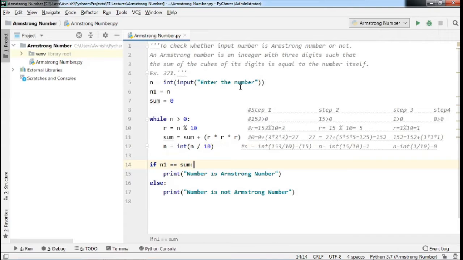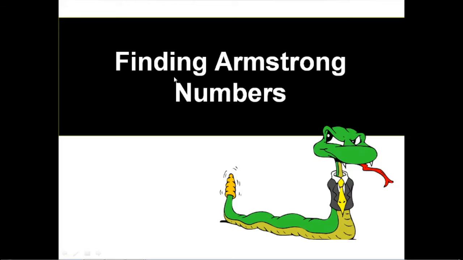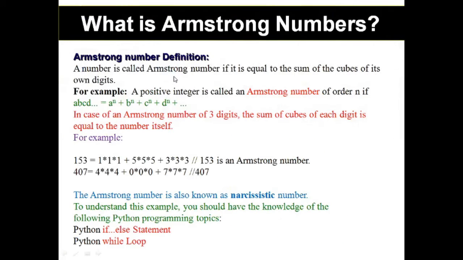First of all, we will see the problem statement: to check whether the input number is an Armstrong number or not. An Armstrong number is an integer with 3 digits such that the sum of the cube of each digit is equal to the number itself. Let's see first what an Armstrong number is. An Armstrong number is equal to the sum of the cube of its own digits.